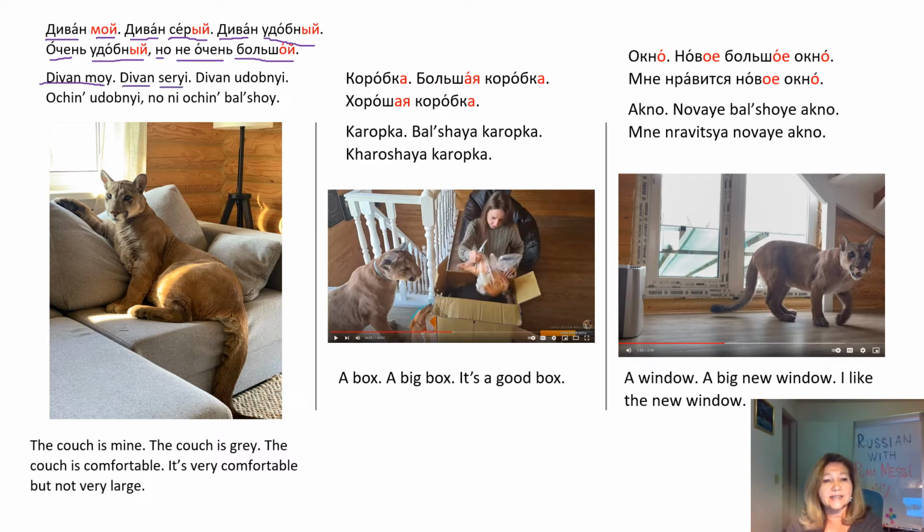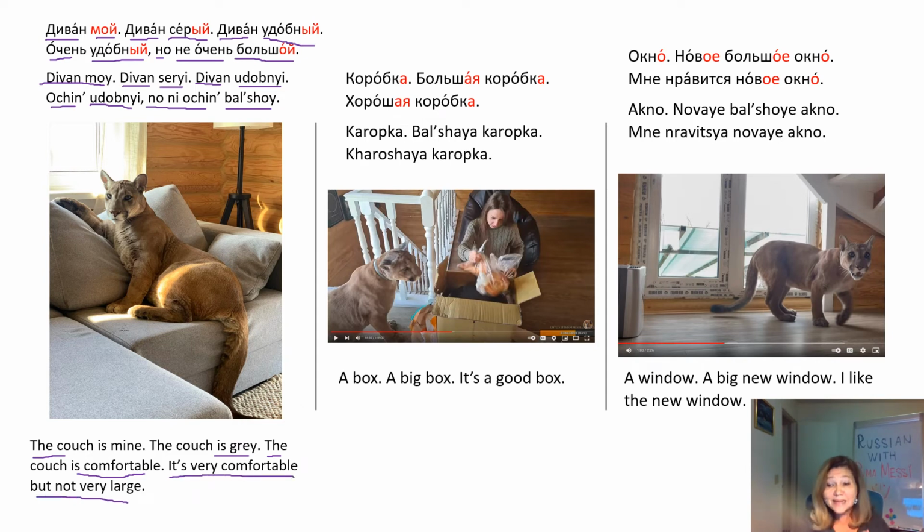Диван серый. Диван удобный. Очень удобный, но не очень большой. The couch is mine. The couch is gray. It's our new color, gray, серый. The couch is comfortable. New word, удобный, comfortable. It's very comfortable, but not very large.